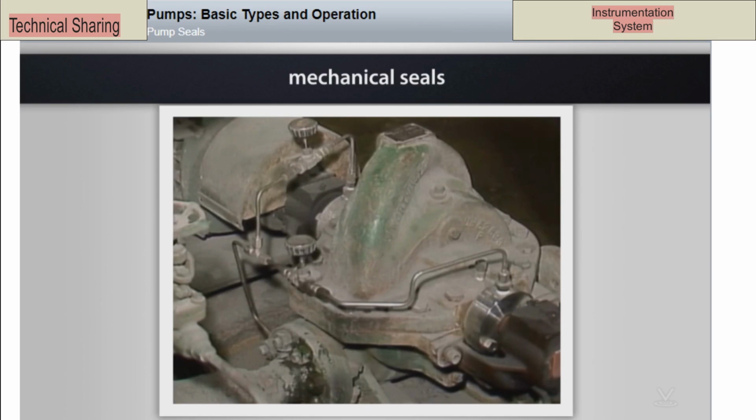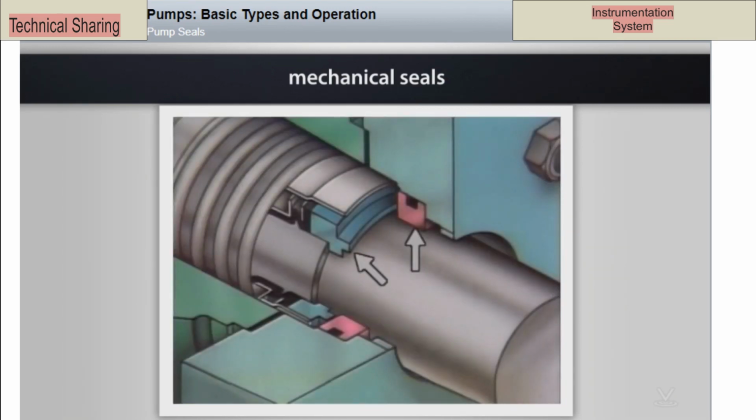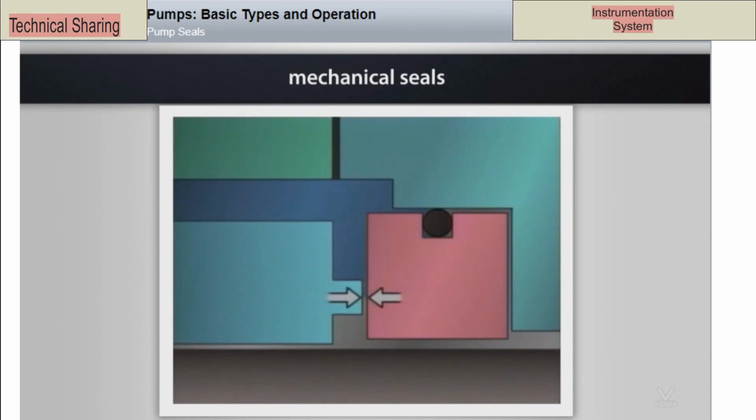Mechanical seals do the same basic job as packing, but they provide a more complete seal. A mechanical seal has two elements, a stationary element and a rotating element. Each element has a seal ring. The seal rings mate together to form a nearly perfect seal that has virtually no leak-off.